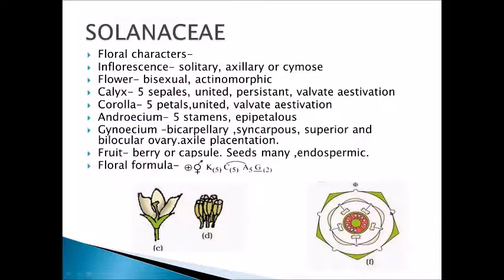So here below G a line is drawn. This shows that the ovary is superior. It is bicarpellary. Brackets show they are fused, that is syncarpous. The fruit is of berry or capsule type of fruit. Seeds are many and endospermic seeds.